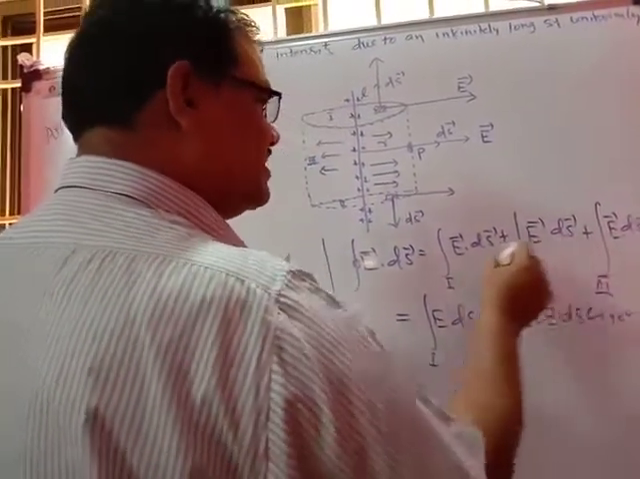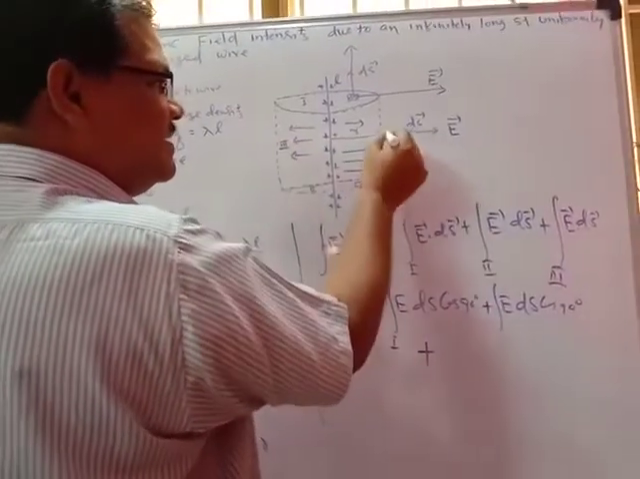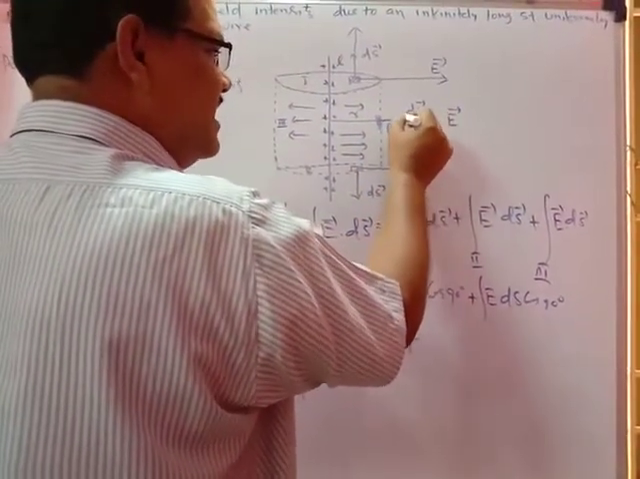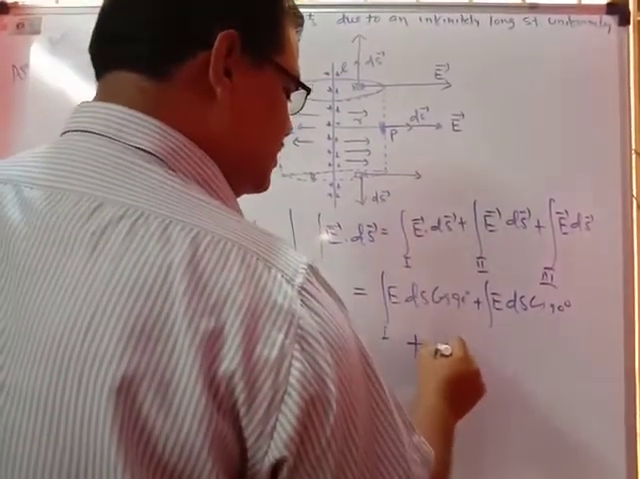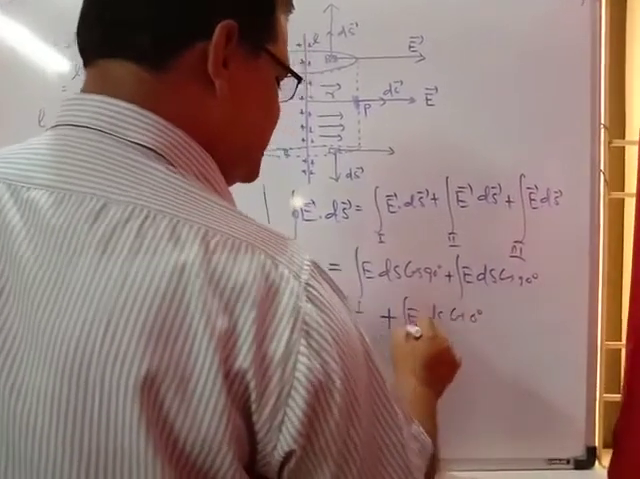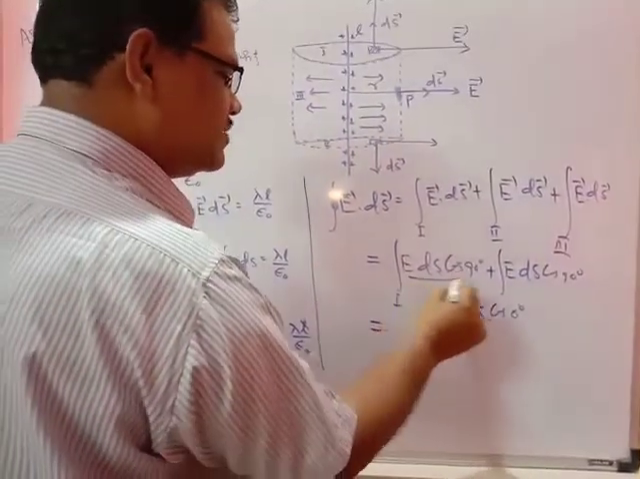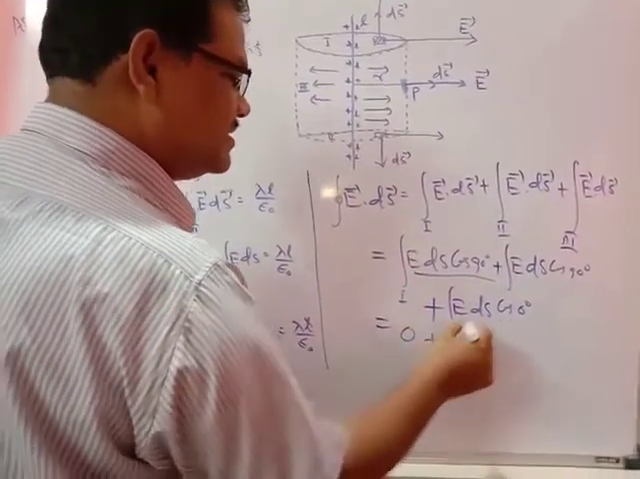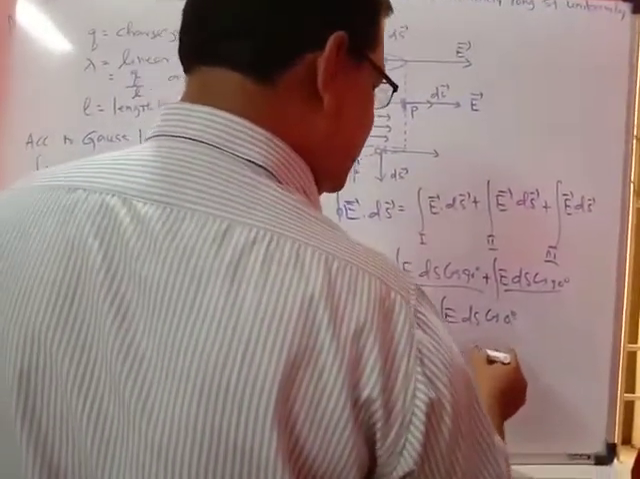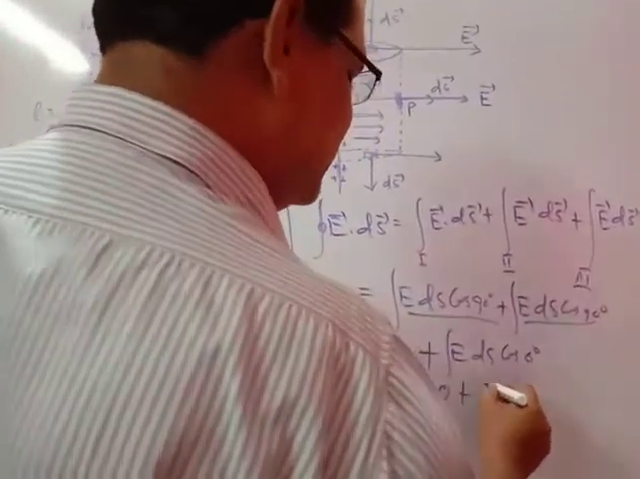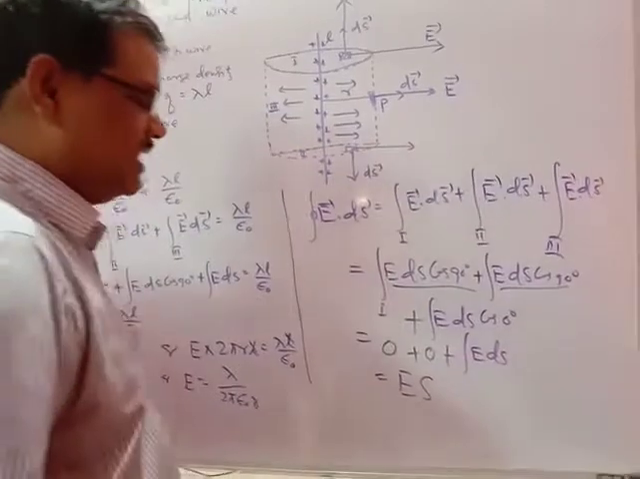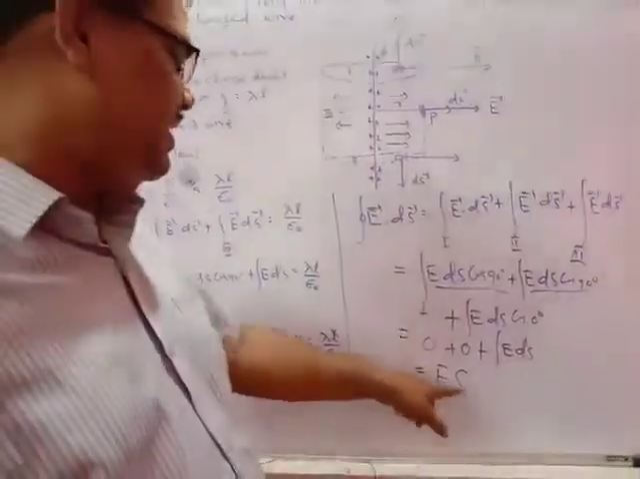Plus, for the third surface, a small element, E is along this direction and dS is along this direction. You are finding E dS cos 0 degrees. So E dS cos 90 degrees is 0, plus E dS cos 90 degrees is 0, plus here you are finding the integral of E dS, which equals E into S. The total flux linked to the total closed surface equals E into S.